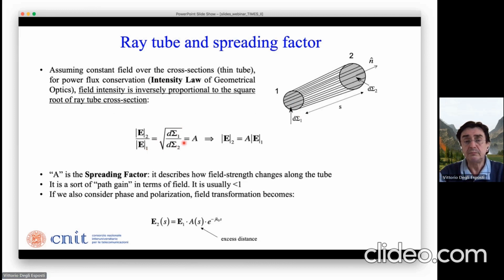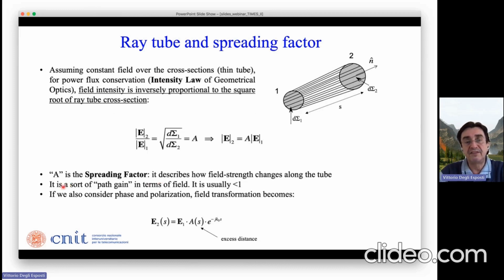This ratio is also called spreading factor. And we can write the equation in this way. So the intensity of the field at the second cross-section at a given distance from the first one can be written as the intensity at the first one multiplied by the spreading factor. The spreading factor depends, of course, on this distance along the ray, and is a sort of path gain in terms of field. It is usually lower than 1 if the rays spread in space.